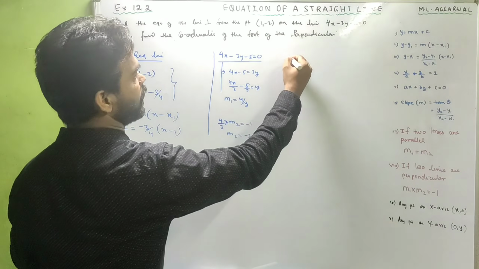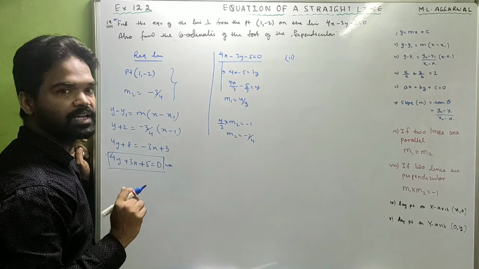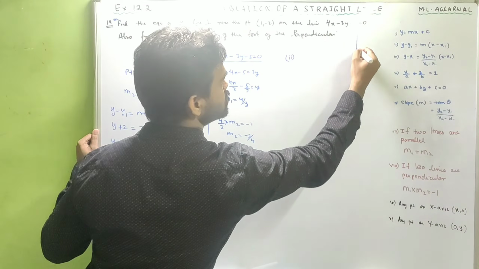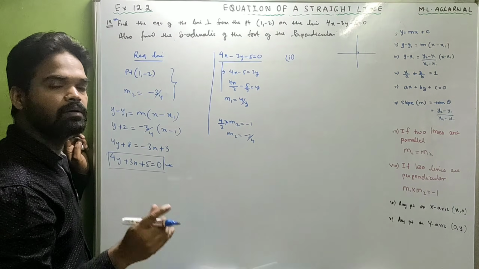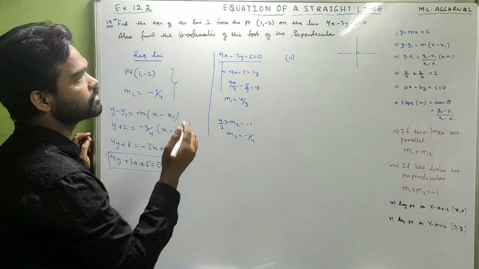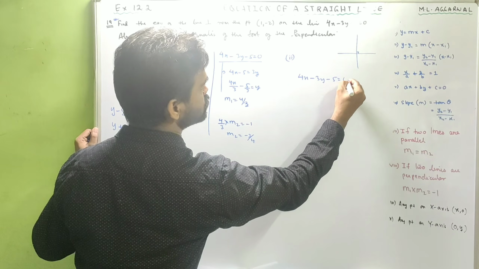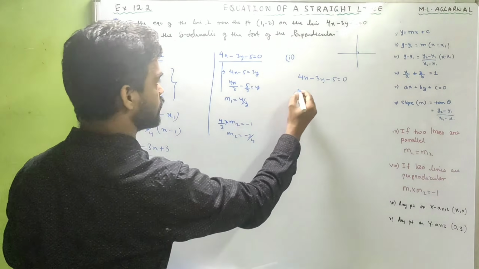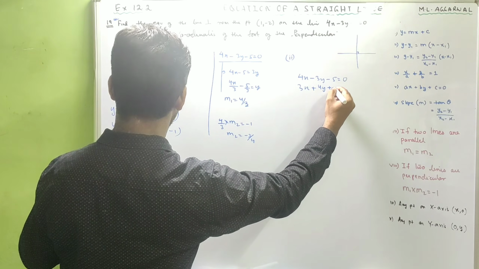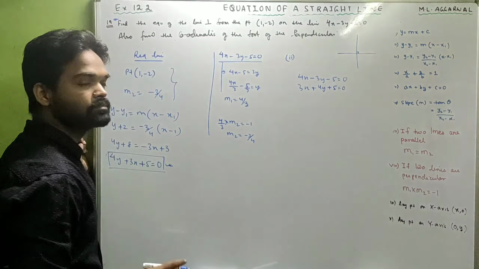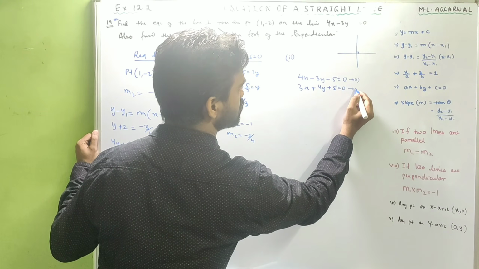Now the second part. They told us to find the coordinate of the foot of the perpendicular. See, these two lines were perpendicular, so this is the foot of the perpendicular. How to find that? Solve the two equations. Now the first equation is 4x minus 3y minus 5 equals 0. And the second equation we got is 3x plus 4y plus 5 equals 0. This is your first equation, this is your second equation.